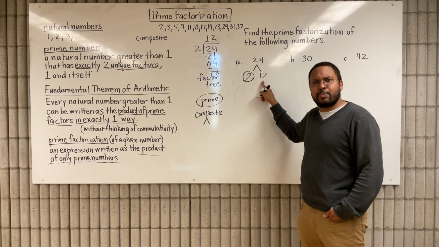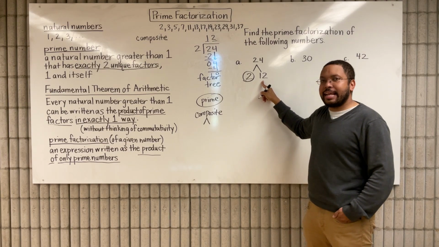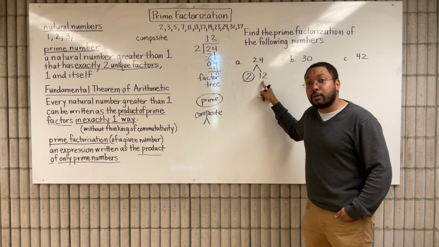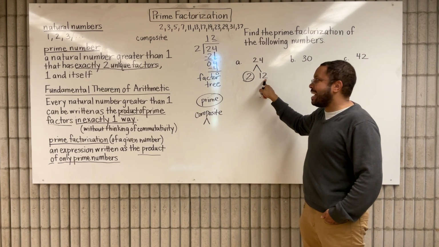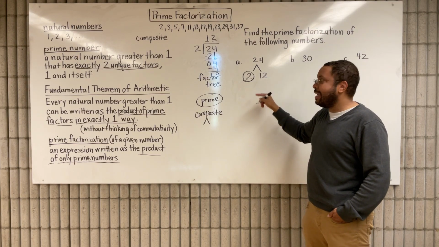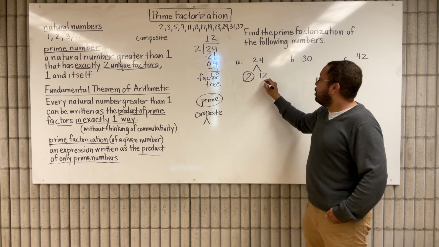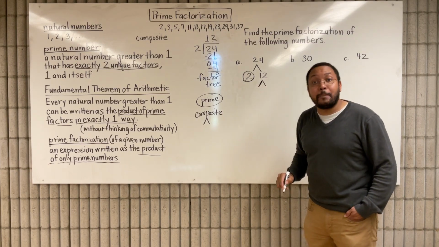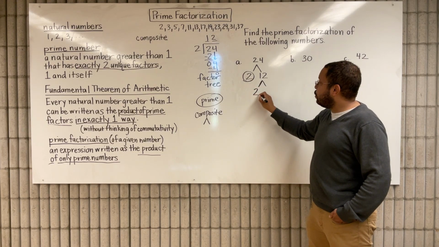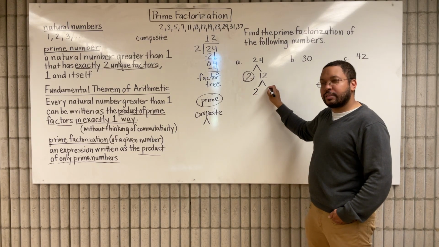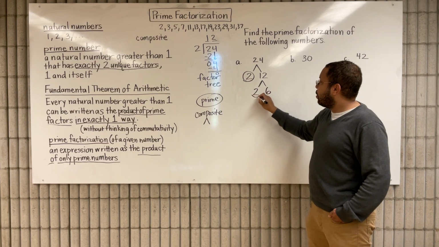Well, I know some divisibility rules for 12. Let's say any number that ends with a 0, 2, 4, 6, or 8 is divisible by 2. That means 2 is a factor of that number. So I'm going to break this apart because I know it's composite. And I'm going to say 2 times what is 12? 2 times 6. Yes. Okay?